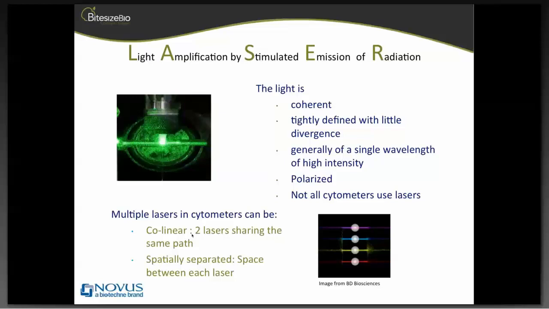A majority have more and more lasers as the technology behind lasers has improved, and we're now getting smaller, more stable lasers. We use lasers because the light is coherent, it's tight, defined, with little divergence. We also can get a single wavelength of high intensity light from them. With your cytometer, it's important to know how your lasers are in the machine. Are they collinear, where two lasers are sharing the same path? Because this could limit what fluorochromes you could use together. Or are they spatially separated, where there's a space between each laser?